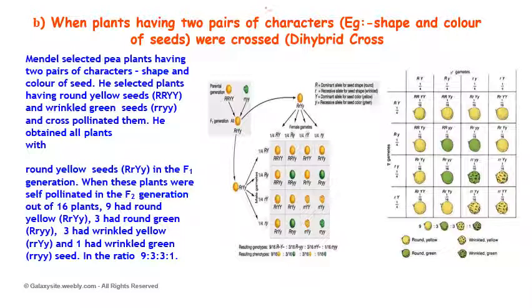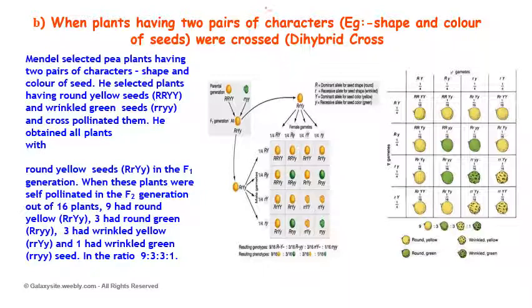The second example he has taken is the dihybrid cross, when plants having two pairs of characters, for example shape and color of seed, were crossed. Mendel selected pea plants having two pairs of characters, shape and color of seed. He selected plants having round yellow seeds and wrinkled green seeds and cross-pollinated them. He obtained all plants with round yellow seed in the F1 generation.